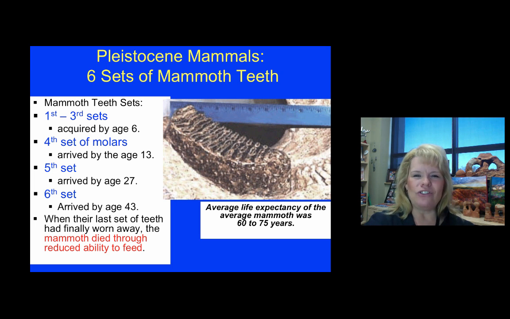And then the 4th set comes in around teenage years. The 5th set is supposed to last for their adulthood until they get their 6th set in midlife, around their 40s. So once the 6th set is there, no more teeth. There was nobody to give dentures to mammoths, so what would happen to them?